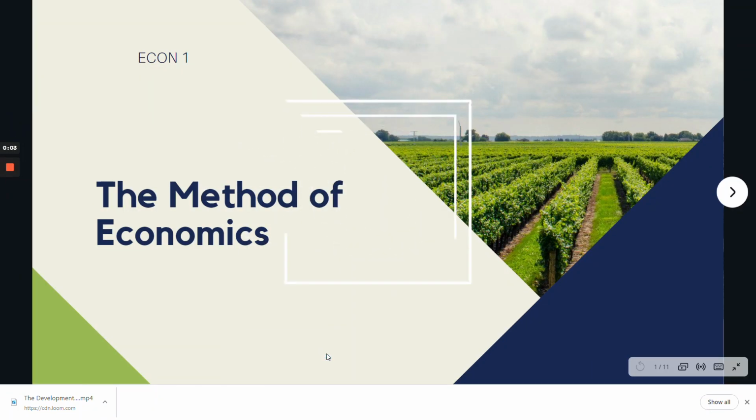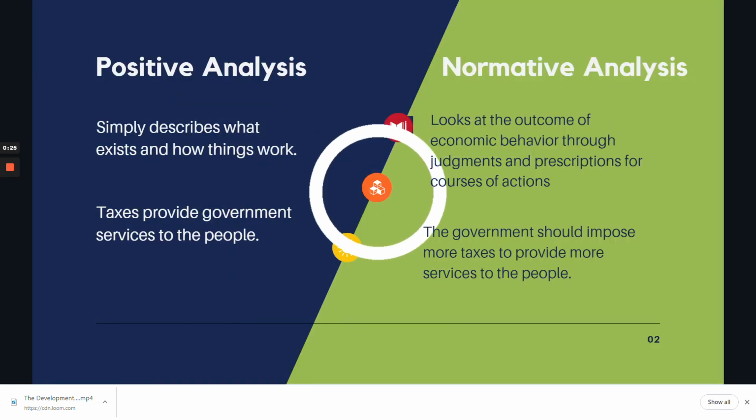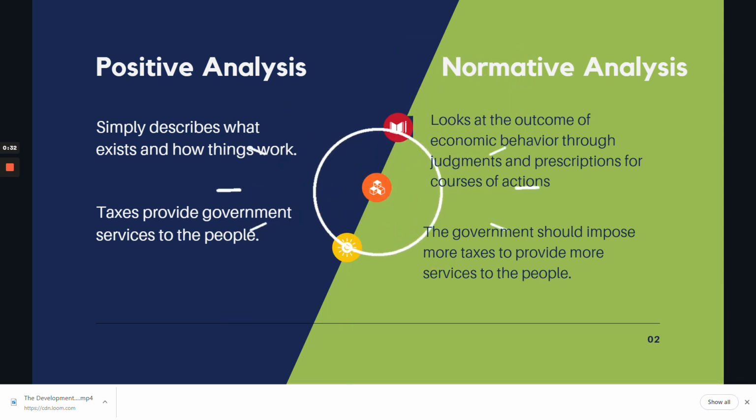Okay, so this is the second part of chapter one of economics. We have discussed in the first part the scope of economics and the essence of economics, and now we will be discussing the method of economics. For economics, there are two ways to make analysis, two kinds of analysis. One is the positive analysis and one is the normative analysis.